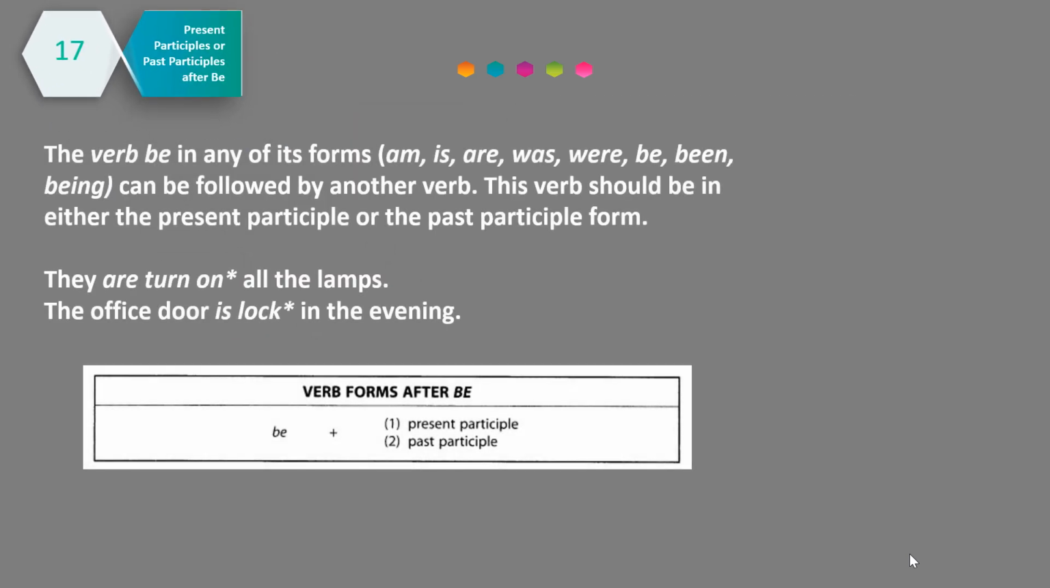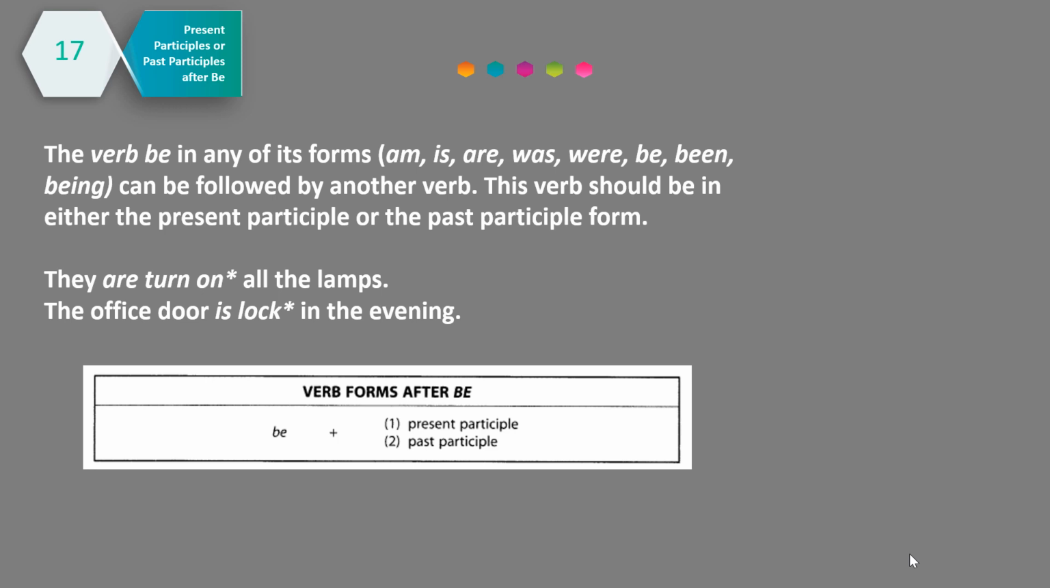The next lesson is about present participles or past participles after be. The verb be in any of its form, am, is, are, was, were, be, been, being, can be followed by another verb. This verb should be in either the present participle or verb ing or the past participle form or verb 3. If you use be plus present participle, it is in the form of progressive. If you use be plus past participle or verb 3, it is in the form of passive voice.